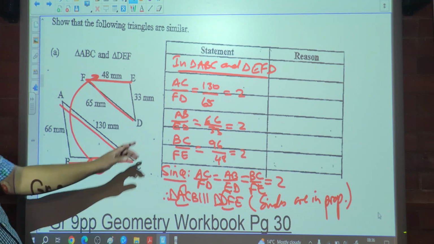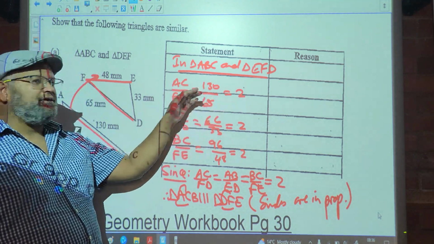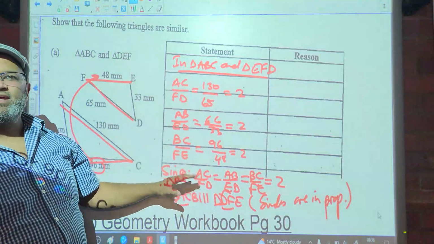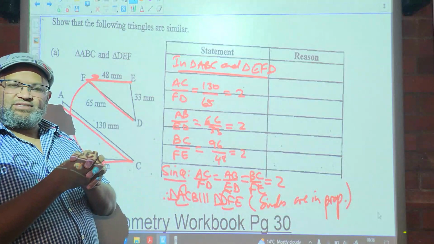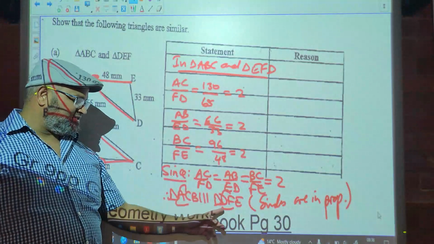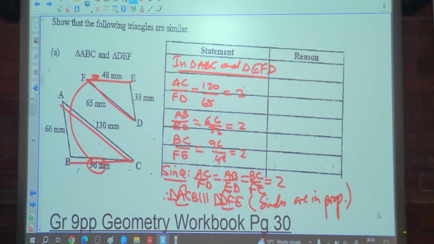So what do you notice here? I don't start off by saying AC over FD is equal. What I do is I first prove that all the ratios are the same, and then I link the ratios. I state the obvious by saying since the ratios are all the same, therefore it is similar and sides are in proportion. Okay. Yes, Michael.